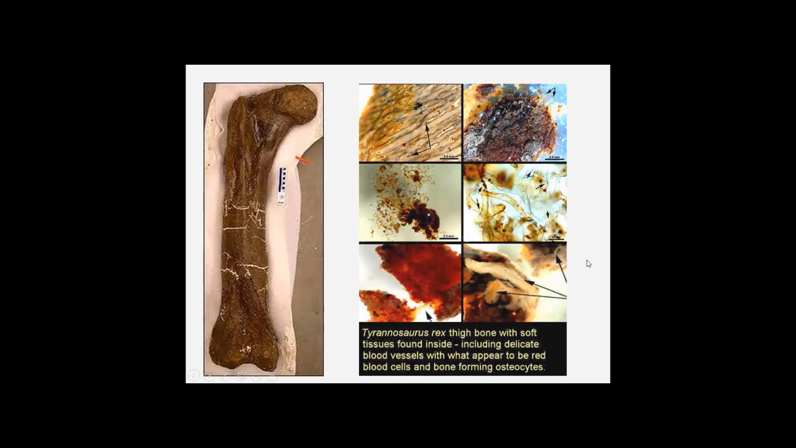So here we've got examples of connective tissue, and in fact this is a protein called collagen, and they were able to actually recover some of this from the thigh bones of T-Rex. And we can actually compare that to the collagen of animals alive today and see that T-Rex is closely related to the birds.